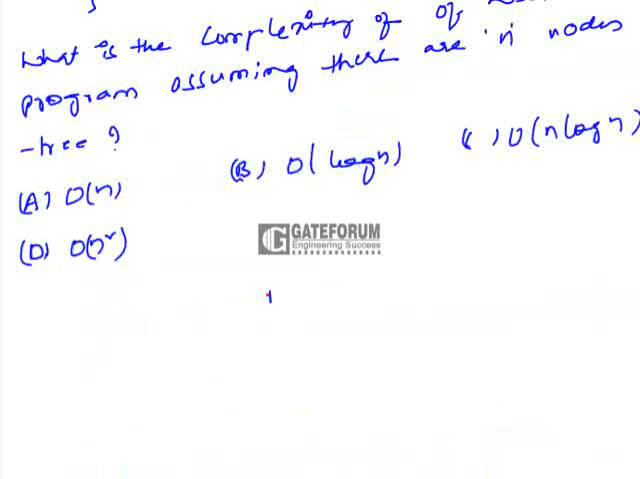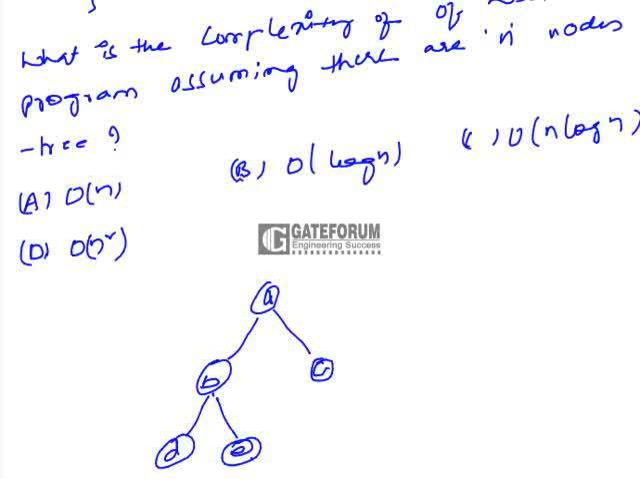Let us take one example. Let us take a tree A, B, C, D, E. Now here, at A, the function will be called on B and on C. On B, it will be called on D and on E. On C, it will be called twice, but it will return 0.